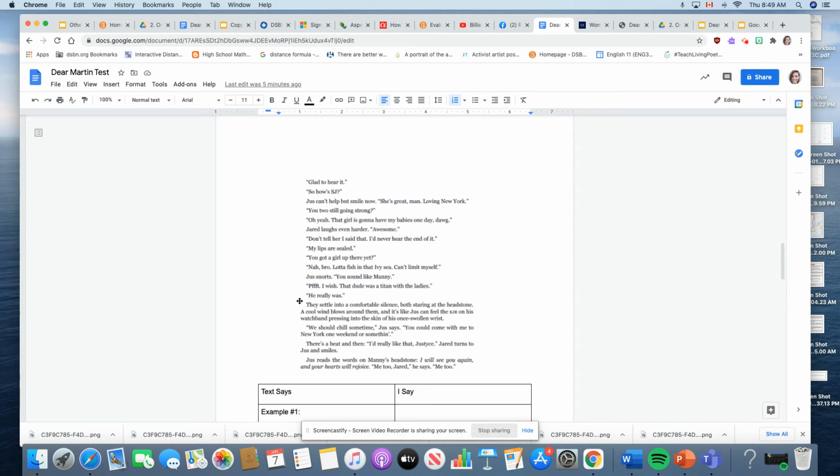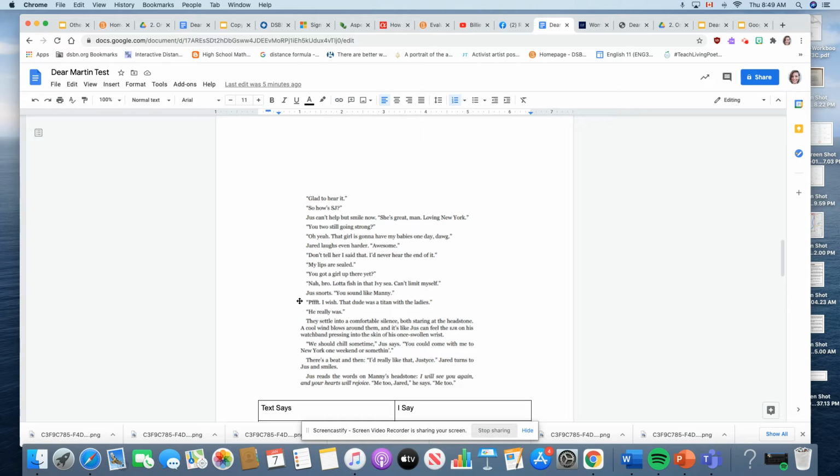This is the last page of the novel. So you are going to use, this is on page, sorry, just 1 second. This is on page 208, okay?